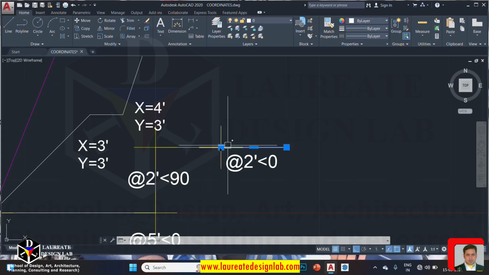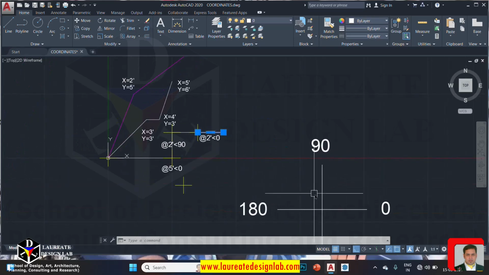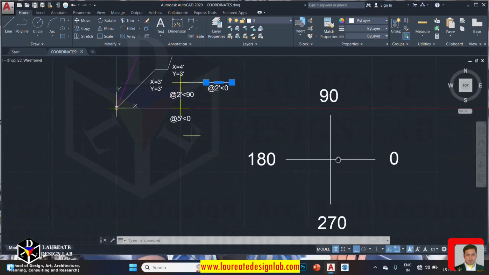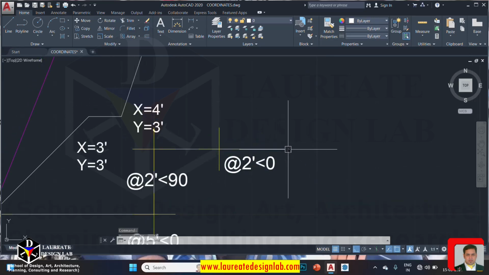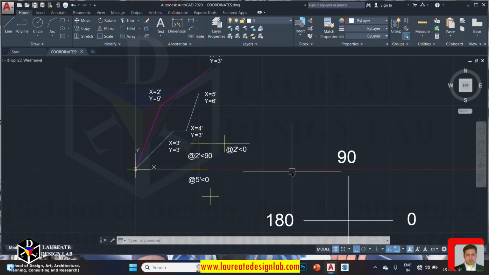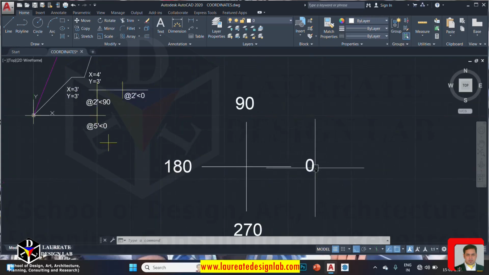This particular point is referencing from, every time you'll have to do what? You'll have to put this reference on the last point so that you don't get confused. To get this point, obviously, on this plus, from this origin point, I'm going on the right side. On the right side is 0.